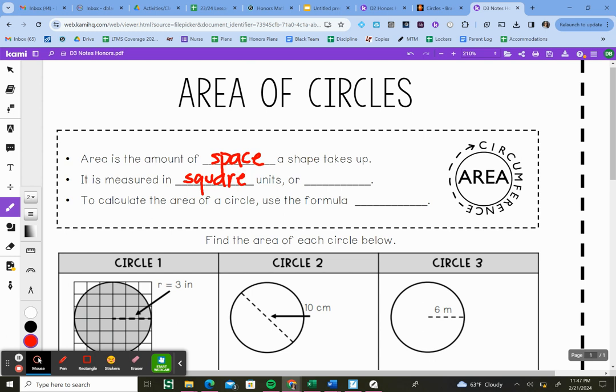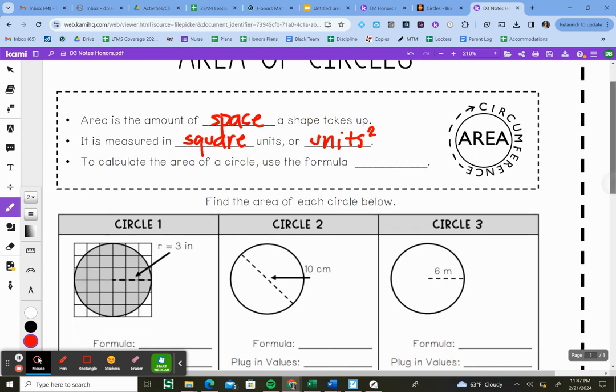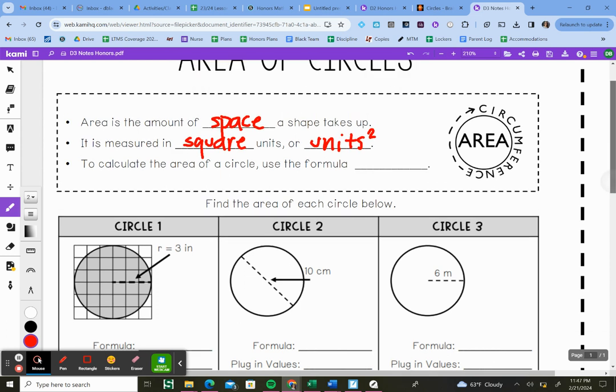Or the quicker way to write that would be the unit, so like feet, inches, yards, whatever, with a little 2 for squared. So think about it. If you're measuring the area of something, you're measuring how much space it takes up. So it's basically the number of squares that fill up a shape. So like if you look down at circle 1, the area is just how many squares are inside the circle.